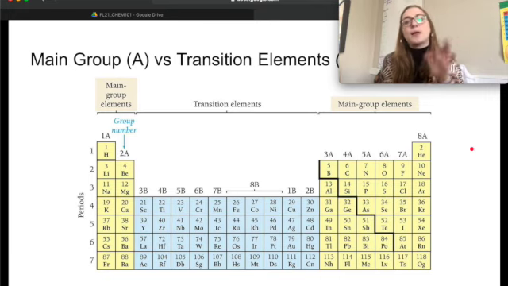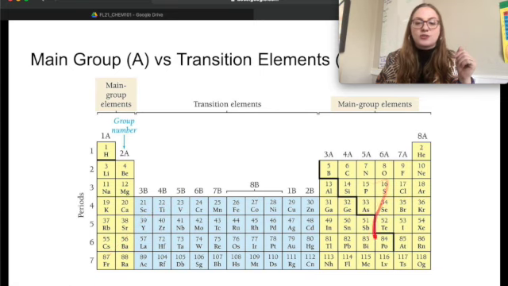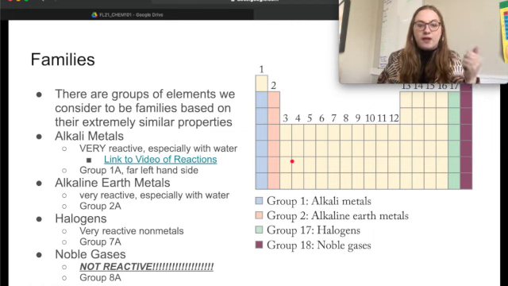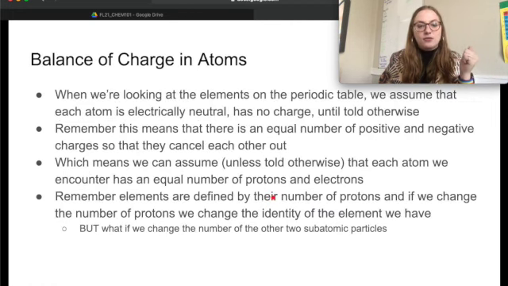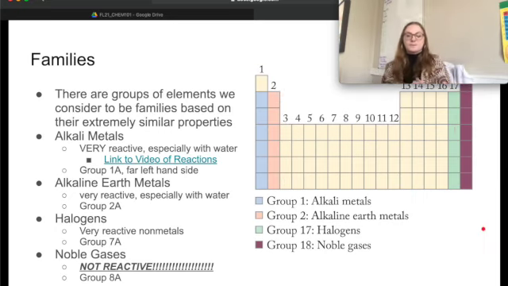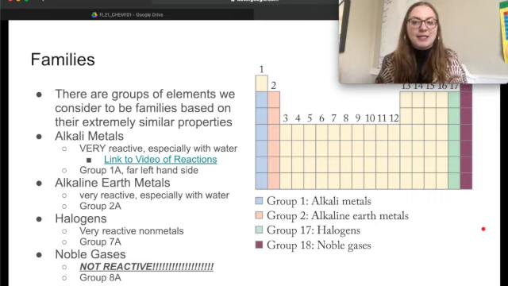We have our main group and our transition elements. Our main group elements are all those tall columns, so the first two and the last six, all the really tall columns. Everything else is going to be considered a transition element. And then we need to know the families. You've got to know that these are the alkali metals, the alkaline earth metals, the halogens, and the noble gases. In the next video, I'm going to talk a little bit about ions, the next one will be isotopes, and the following will be atomic mass. So there you go.